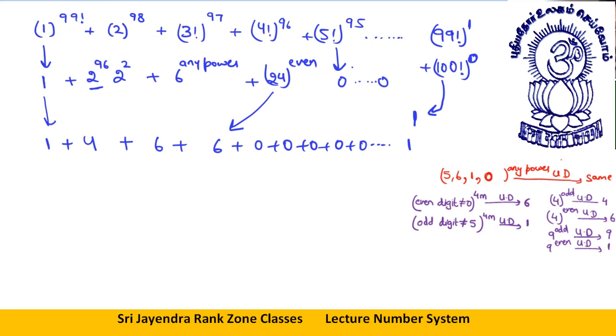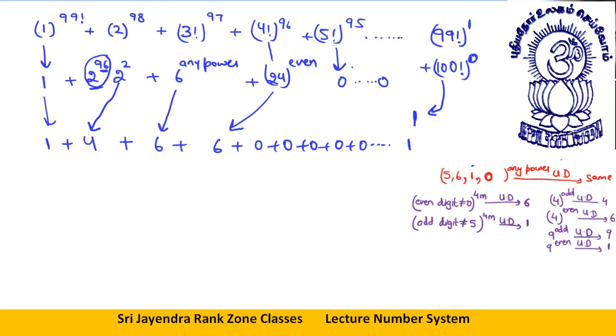1 raised to any power will give me the same digit 1. For 2 factorial, 2 raised to power 98, I will write as 2 raised to power 96 and 2 square. 2 raised to power 96, this is a multiple of 4, so the cycle count will give me 4. 6 raised to any power will give me 6.